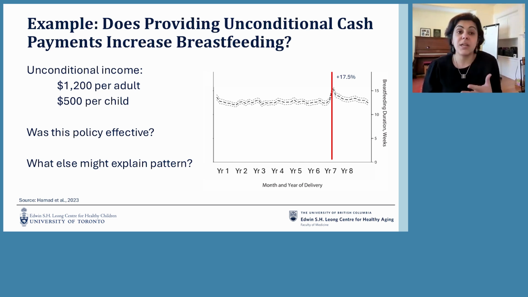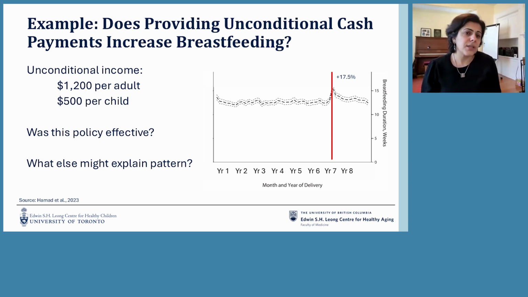So our team actually did an analysis of this policy, and we found that breastfeeding duration increased by 17.5% over the baseline during this period when the cash benefit was issued. And you can see that represented by that vertical red line in the figure at about year 7. So then, after that, breastfeeding duration returned to baseline after a few months.